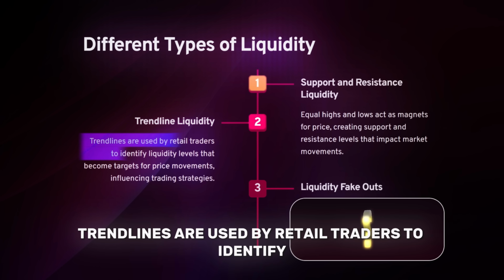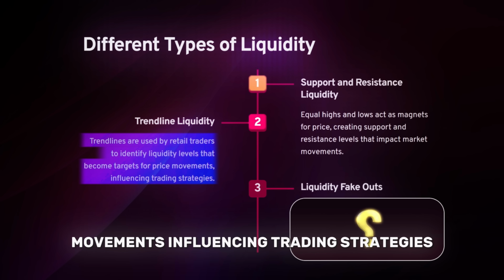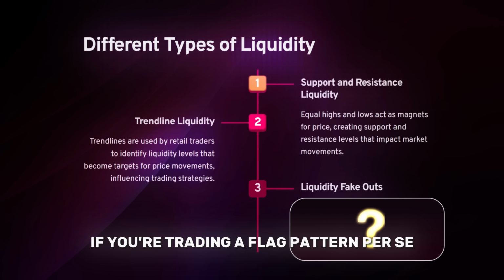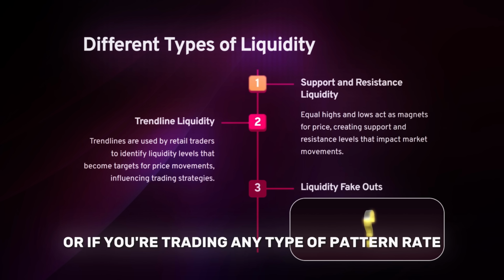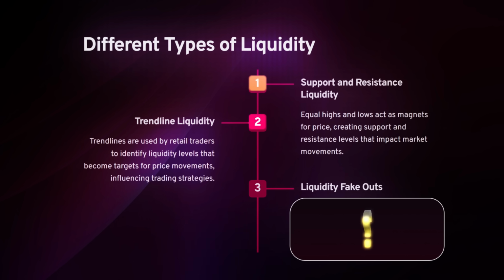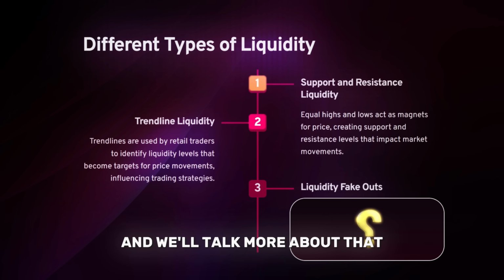Number two, trendline liquidity. Trendlines are used by retail traders to identify liquidity levels that become targets for price movements, influencing trading strategies. Now, trendline liquidity is something you need to understand if you're trading a flag pattern per se, or if you're trading any type of pattern, right? This could be a flat top, a double top, right? Any sort of pattern. That trendline liquidity is super important to understand, and we'll talk more about that.